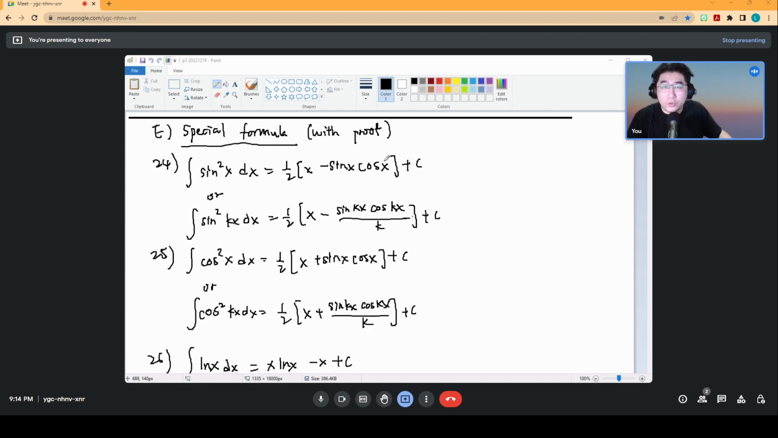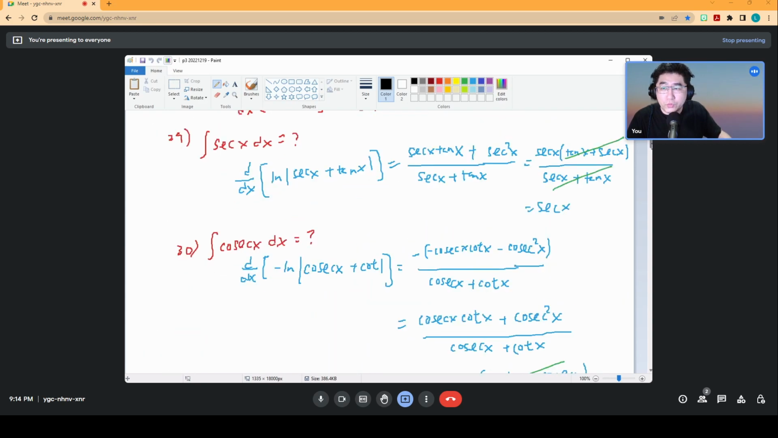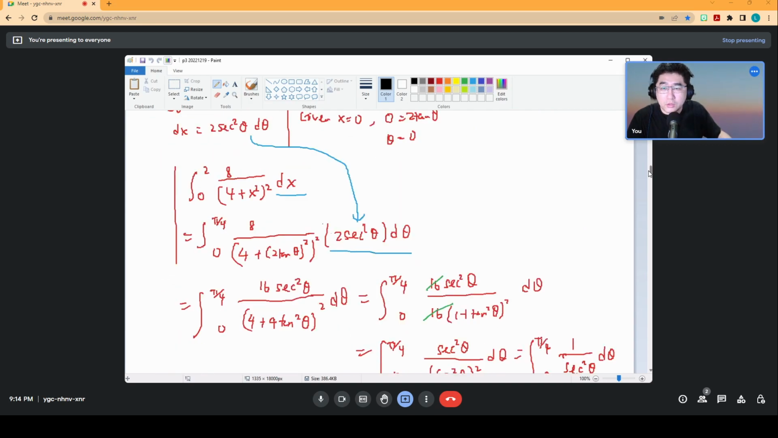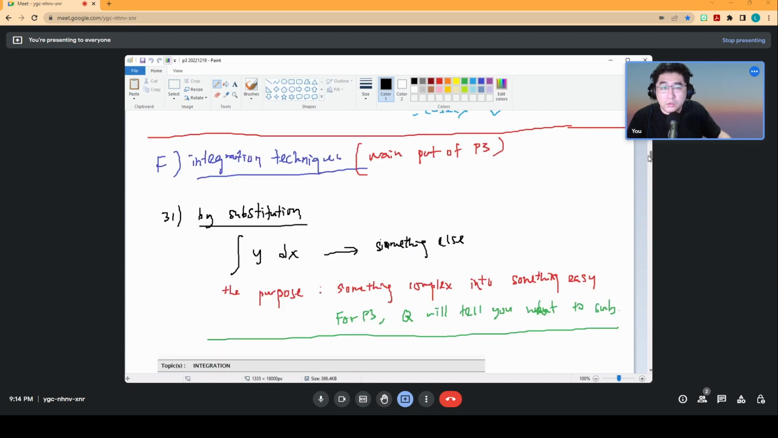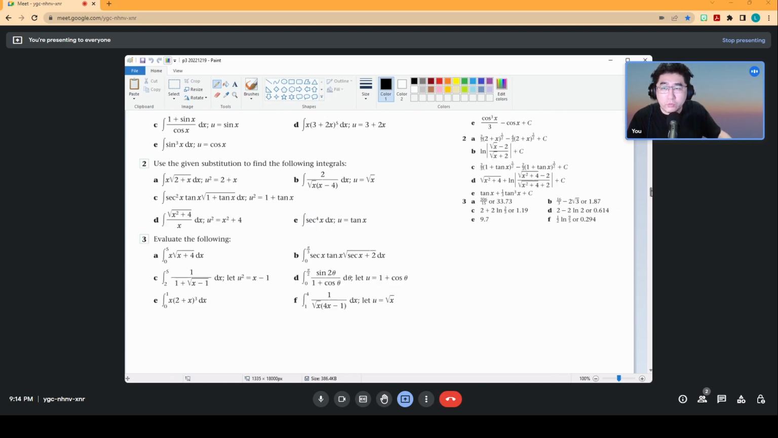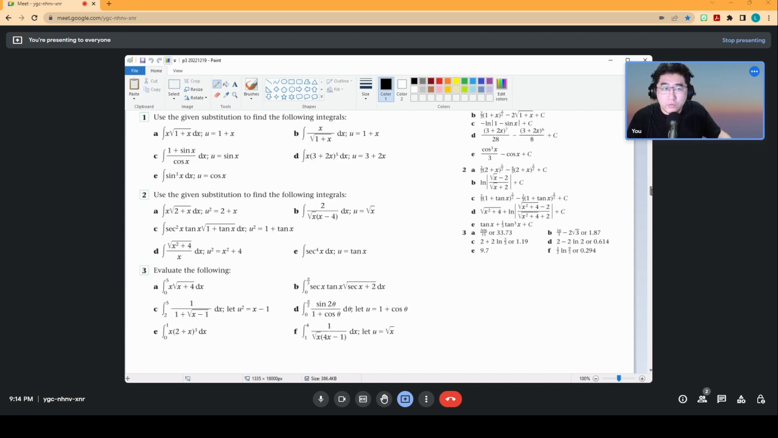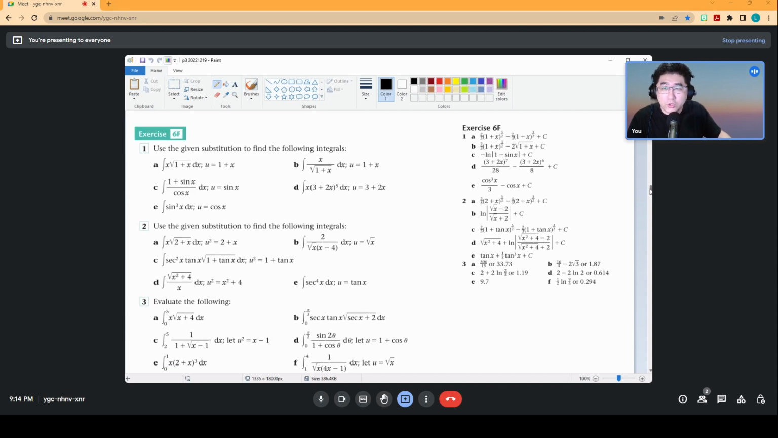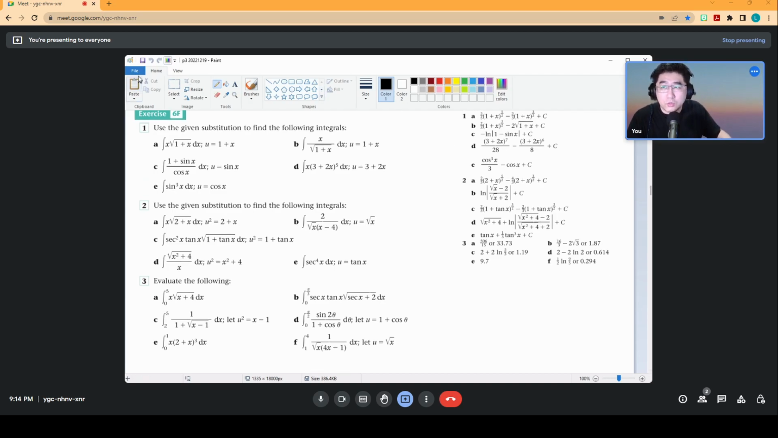So from our previous rules, we already covered up to rule 31. Rule 31, substitution, is an integration technique. I hope that you are already done with exercise 6F. If you don't know how to do any questions, please remember that you can send your questions to me. So this is rule 31, the technique.